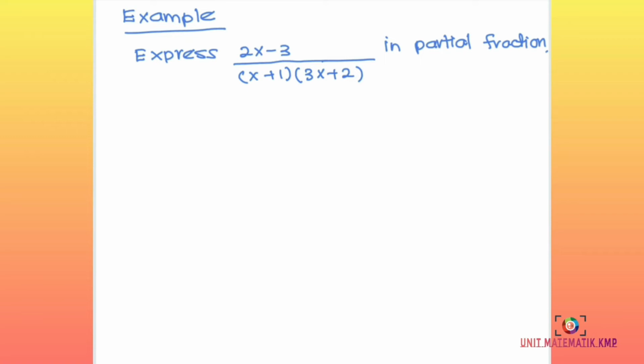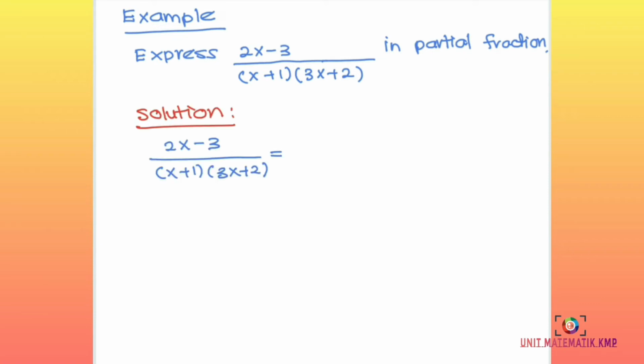Let's see this example. Express (2x - 3) over (x + 1)(3x + 2) in partial fractions. We are given (2x - 3) over (x + 1)(3x + 2). Firstly, we need to split into partial fractions in terms of A, B, and C.